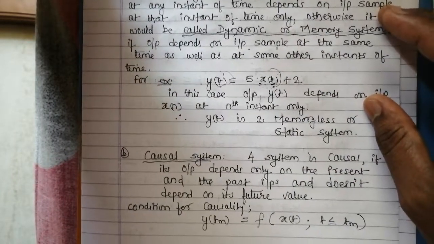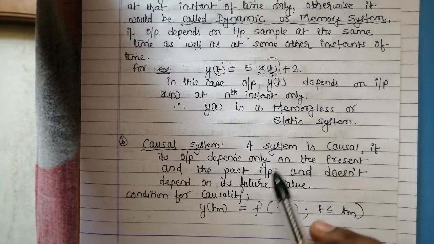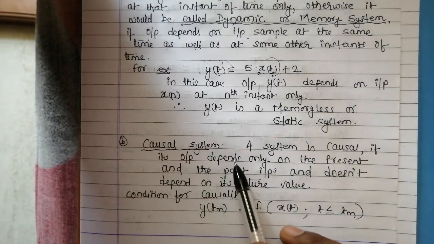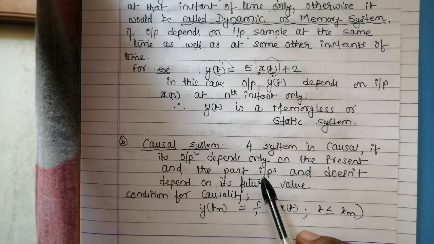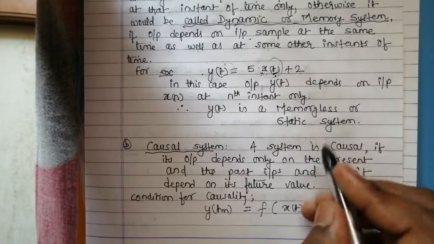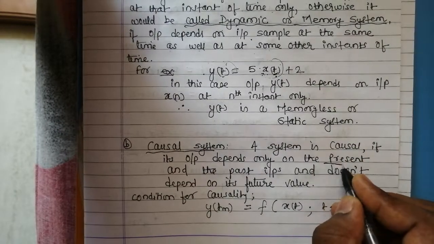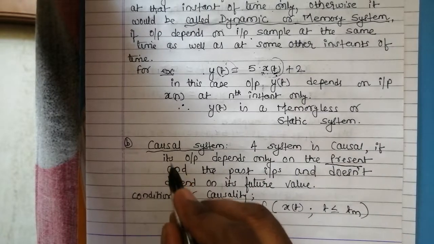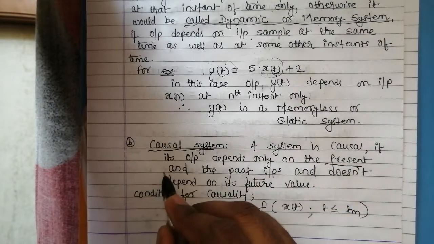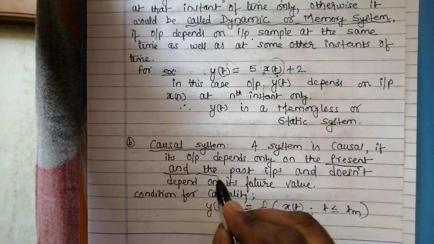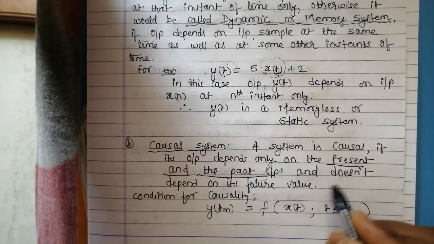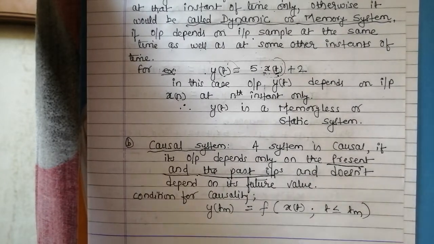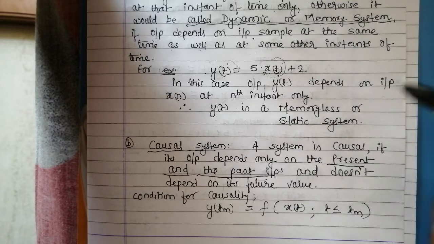Now the next is the causal system. A system is causal if its output depends only on the present and the past input. Mark this line here. A system is called causal if its output depends on the present and the past, not the future, and does not depend on its future value. Then that system is called a causal system.